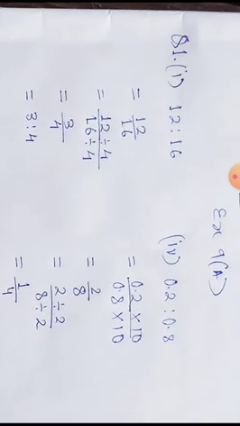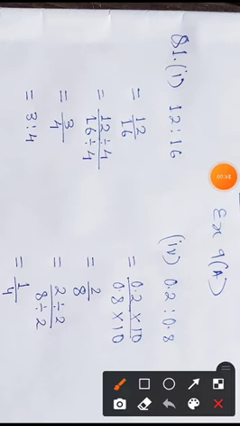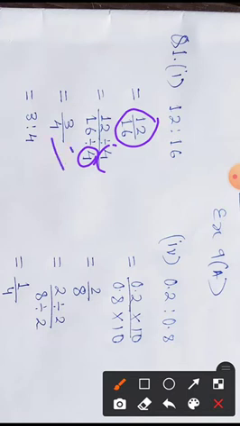Here you can see 12 is to 16 given. So what you will do, you will write this 12 is to 16 in the fraction form, and then you try to divide it by the common factor. 12 and 16 are easily divisible by 4. So we have divided by 4. After dividing by 4 we get 3 and 4, because 4 3s are 12 and 4 4s are 16.